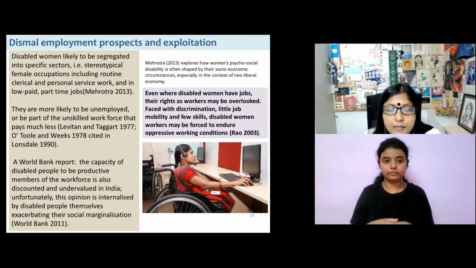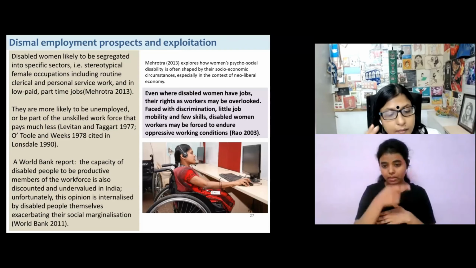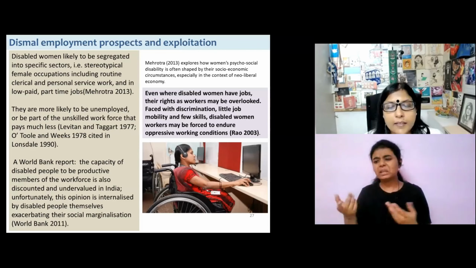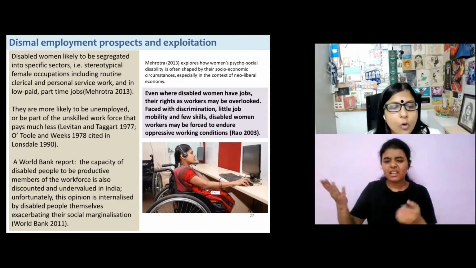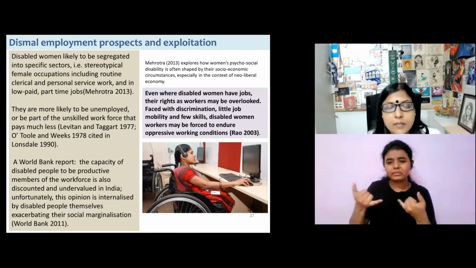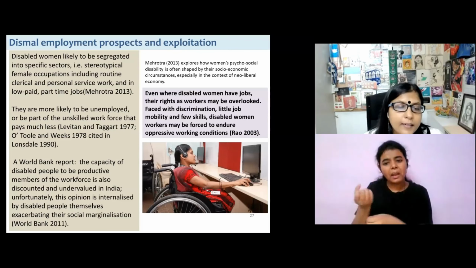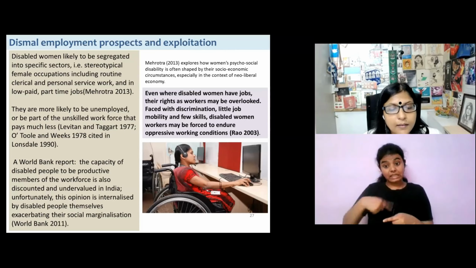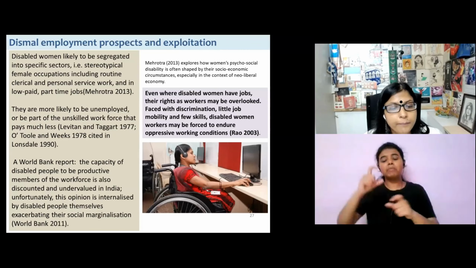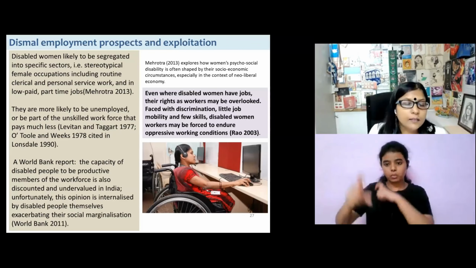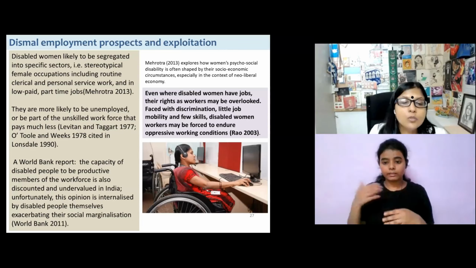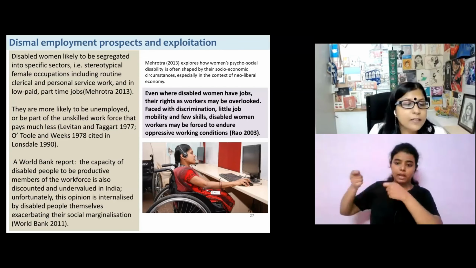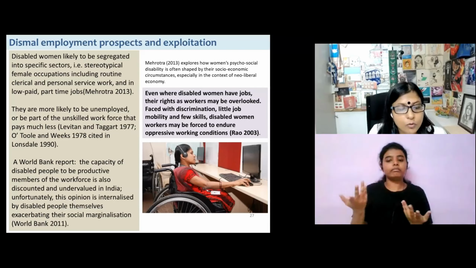They also talk about examples of piecework by disabled women and girls, which are typically labor-intensive and poorly paid activities like weaving, sewing, basket making, toy making, handicraft items, and so on. And they are again exploited by middlemen. And even where disabled women have jobs, their rights as workers may be overlooked. So disabled women workers are found to be forced to endure oppressive working conditions, faced with discrimination, little job mobility, and few skills.